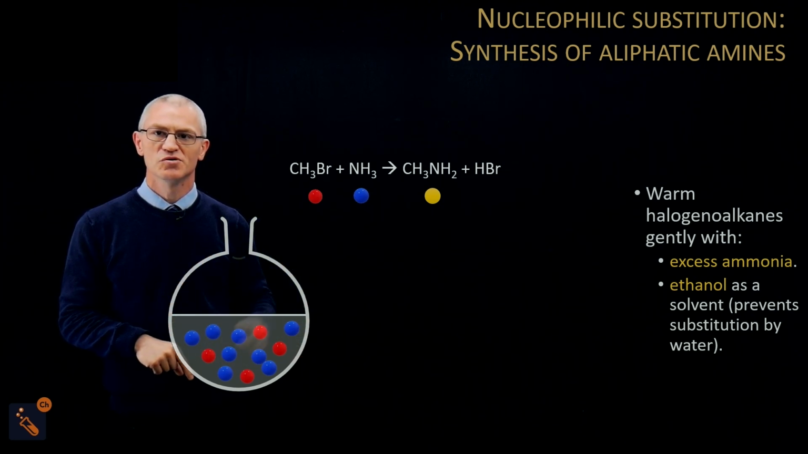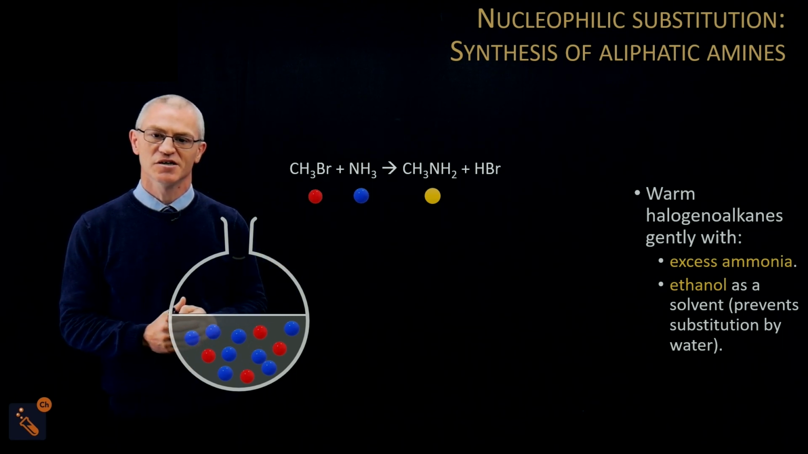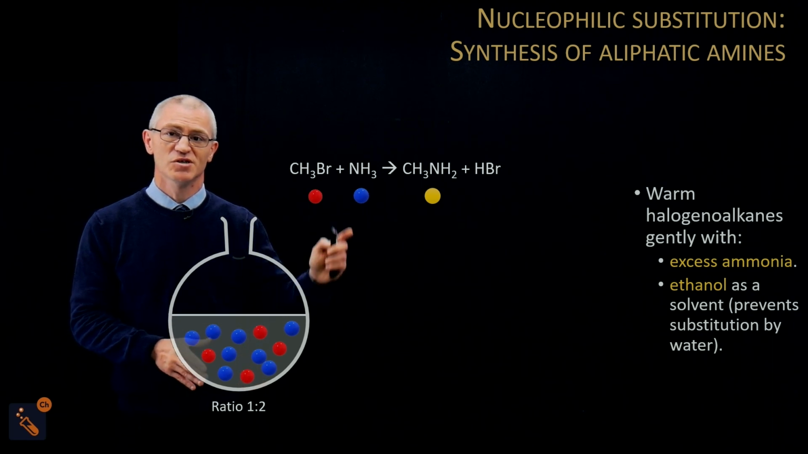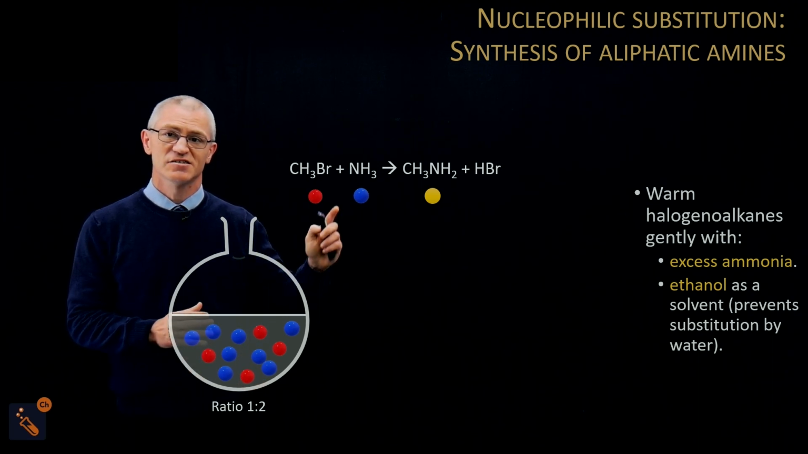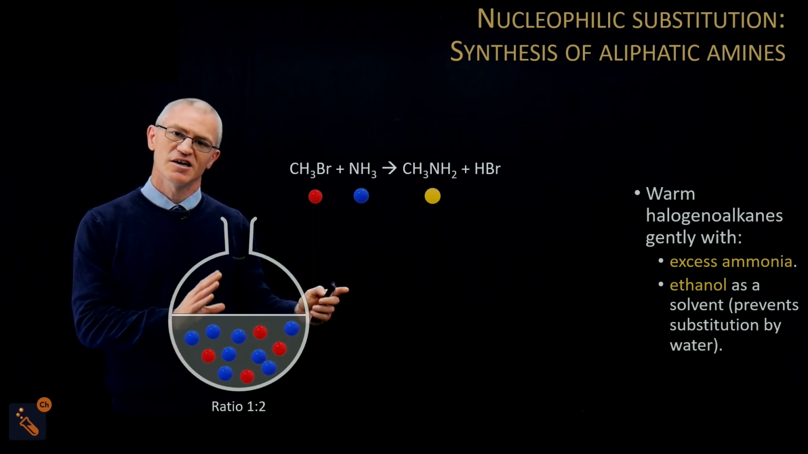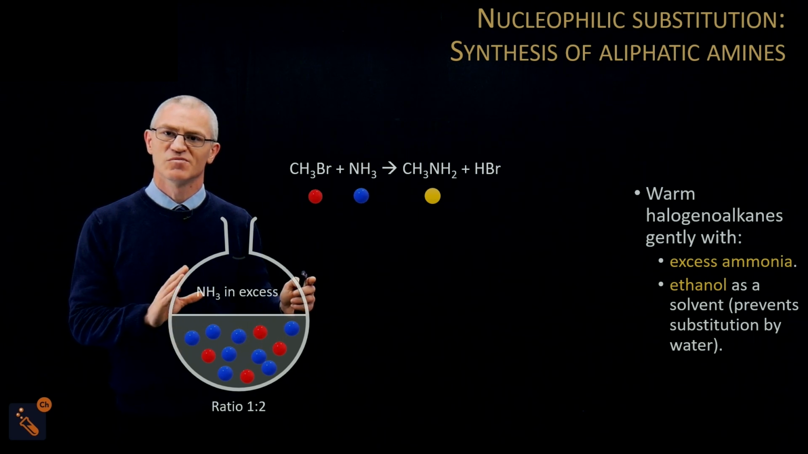So I've got more blue balls than I've got red. So the red balls are the halogenoalkane. And that's roughly a ratio of 1 to 2 at the moment. So that means I have an excess of ammonia, 2 to 1 in this pot. And that's the way it's meant to work. Now if that happens, the NH3 is in excess, okay? And that is how I'm meant to do the reaction.